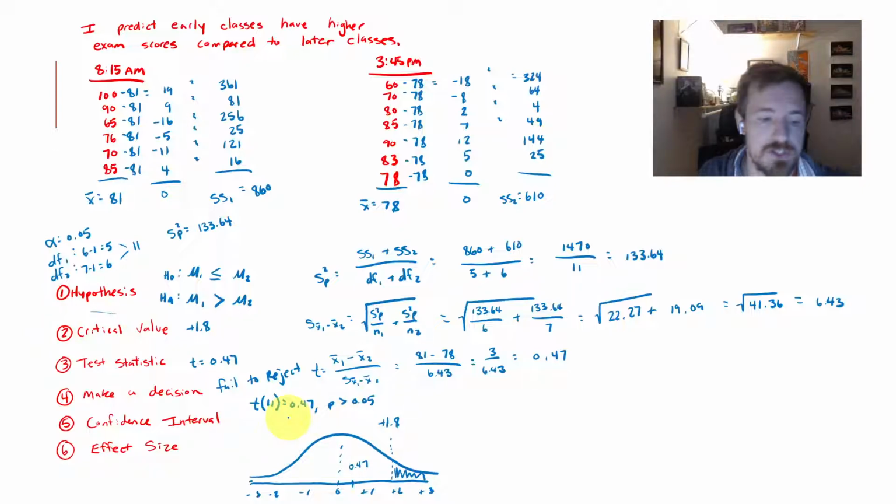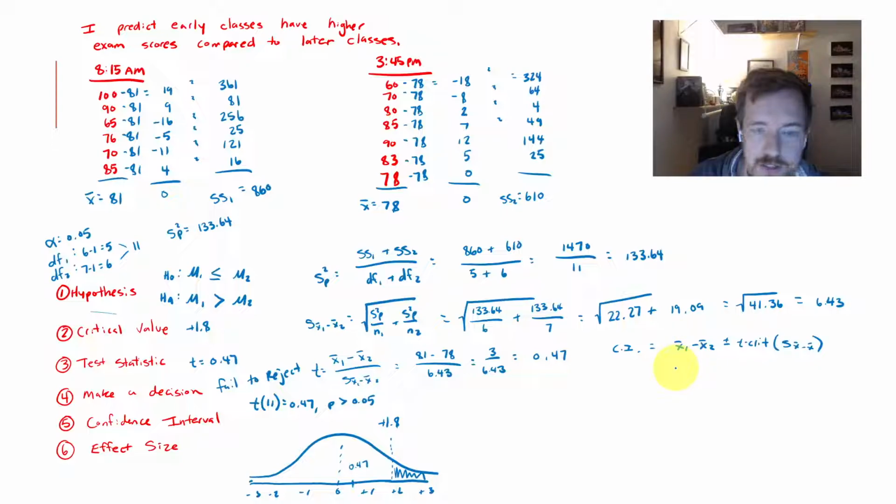All right, we are almost done. Let's do the confidence interval now in the space that we have left. So the confidence interval, I'll do it right here, I think. The confidence interval, for a 95% confidence interval, because that's what our alpha value of 0.05 gives us, is going to be equal to x bar 1 subtracted by x bar 2 plus and minus t critical multiplied by the standard error. Okay, so we have all those ingredients. Now it's just a matter of plugging them in.